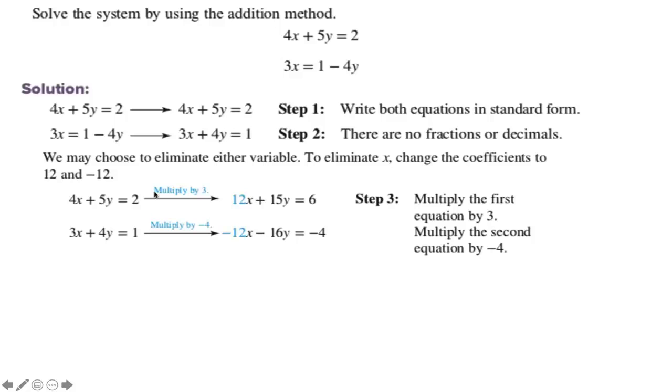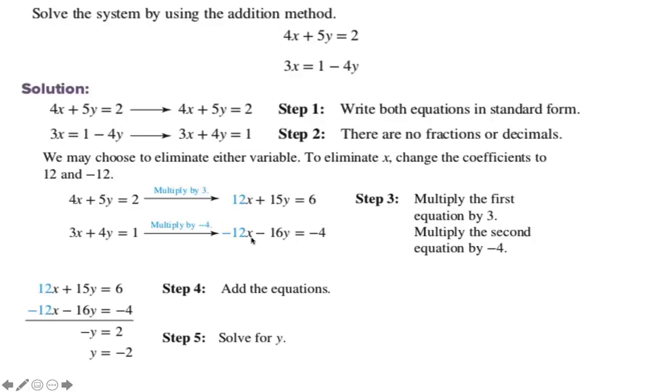So to do this, we're going to multiply the first equation by 3 to get the positive 12x. Notice 3 is multiplied by every quantity. So 12x, then this is 15y, and then 2 times 3 is 6. The bottom equation, we want to get -12. So we multiply this by -4. So -4x, 3x times -4 is -12x. Multiply the rest by -4 to get this. Notice now we have opposite coefficients.